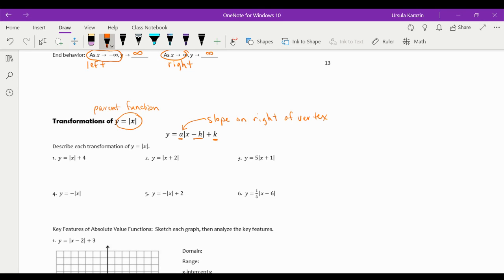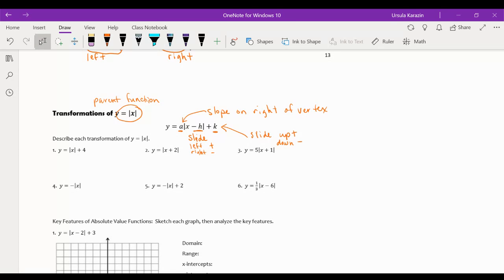All right, then remember if I have a negative h here, or a minus h, that's going to cause a slide left if you have a plus and right if you have a minus. And the k there is going to cause it to slide up if you have a plus and down if you have a minus. So if we just talk about what each of these transformations are, putting a +4 here will be up 4. And guys, this really should feel just like last year what you did with the quadratics. So number 2, if I put a +2 in the parentheses, that one's just going to go left 2.